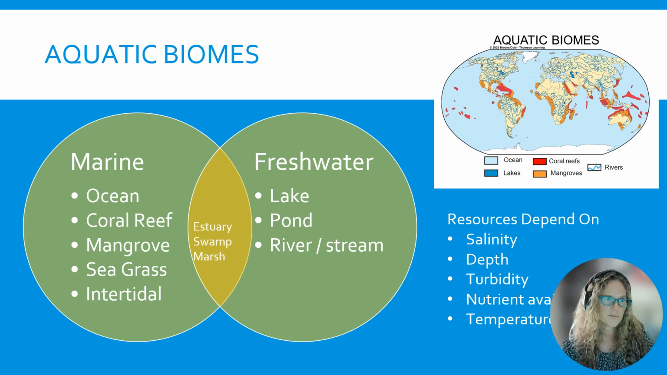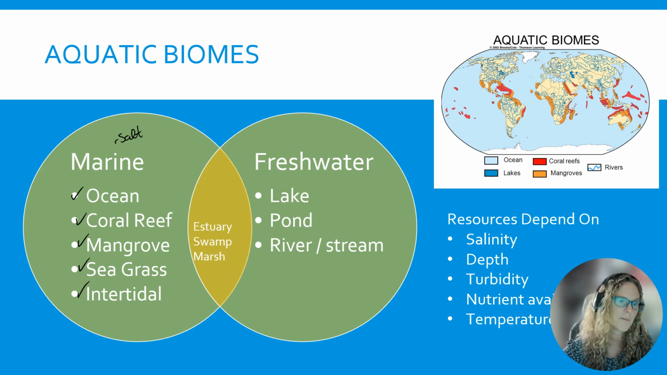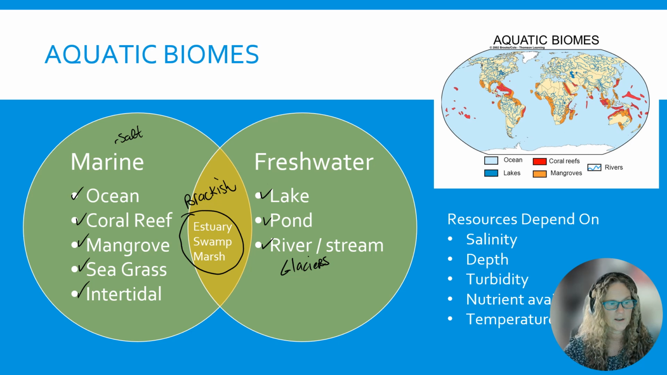All right, water biomes, there's two. There's saltwater and freshwater. But all these aquatic biomes, you should know the examples of them. So the ocean, coral reefs, mangroves, seagrass, intertidal, that's all in the saltwater realm. Lakes, ponds, rivers, glaciers, those are in the freshwater side of things. But we have a kind of middle ground with estuaries, swamps, and marshes. They're in what's called brackish water, which is kind of half salt, half fresh.